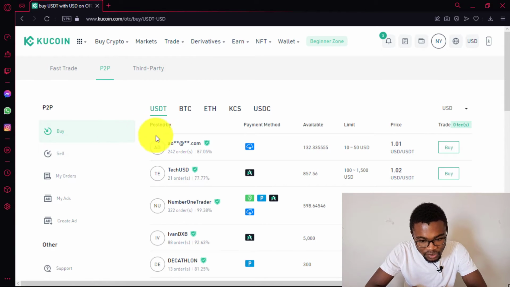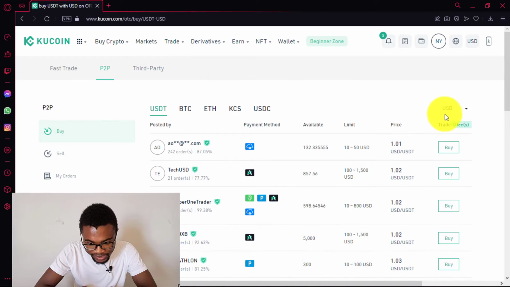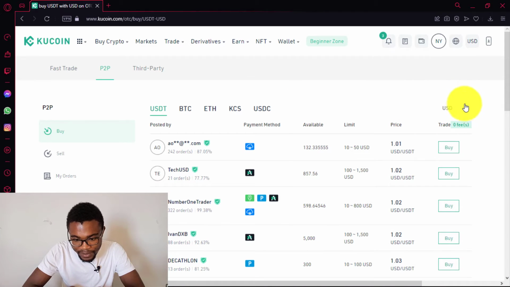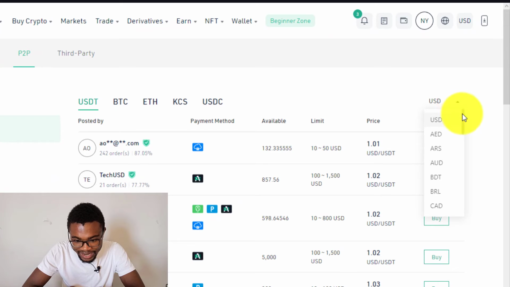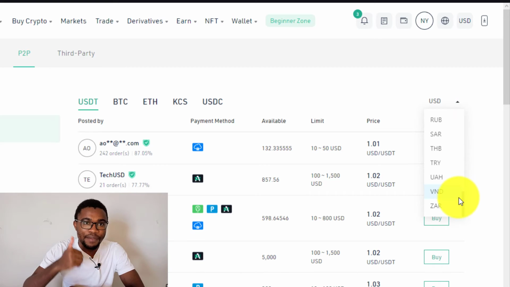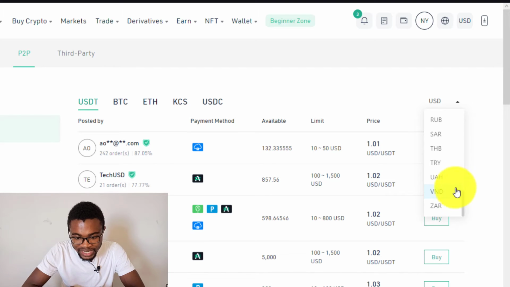So the first thing that you need to do is to come over here. You can see where it says USD. You need to press on it and choose your currency. You need to put the currency of the bank account or the payment method that you want to use to deposit money into your Kucoin account. So I'm in Turkey. I'll go with Turkish lira. I just need to choose it.